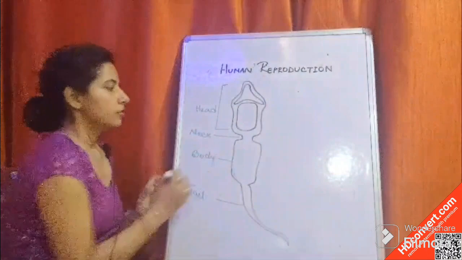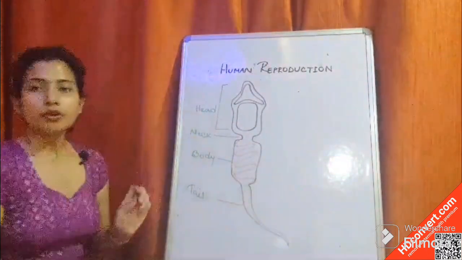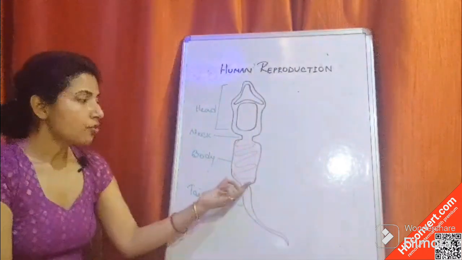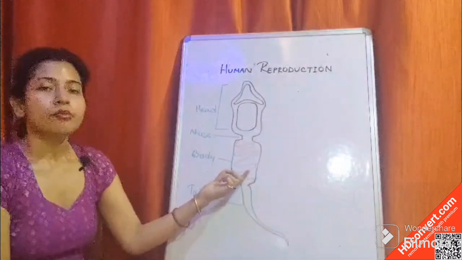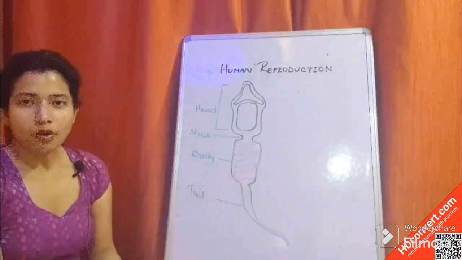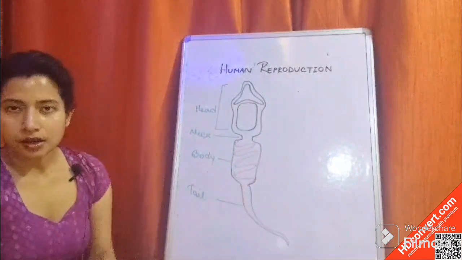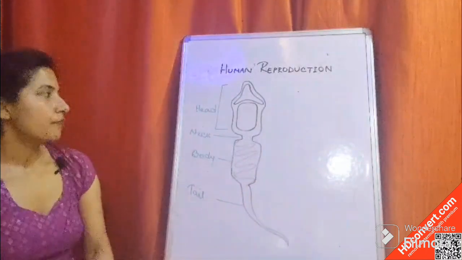Inside the body there is mitochondria. We know mitochondria means energy, ATP. So this mitochondria produce numerous ATP for the movement, for the swimming of sperm. And this is the tail, the flagellated tail, which helps in the lashing movement of sperm.